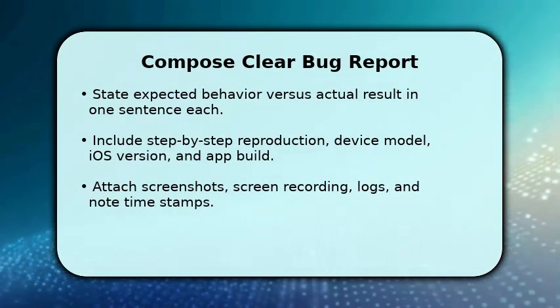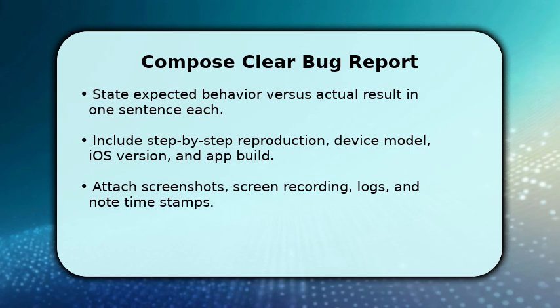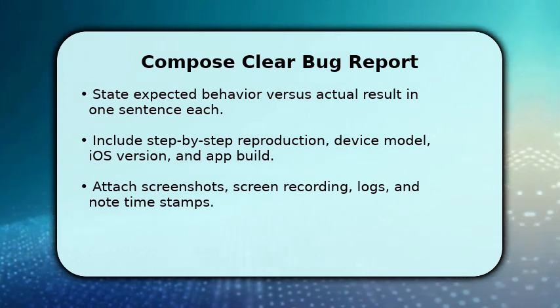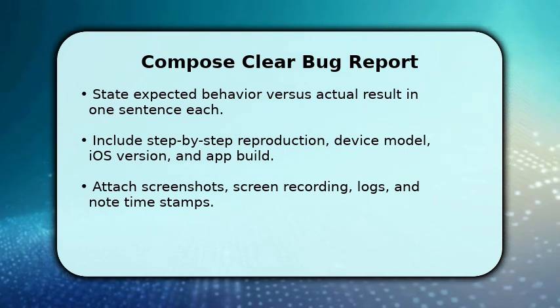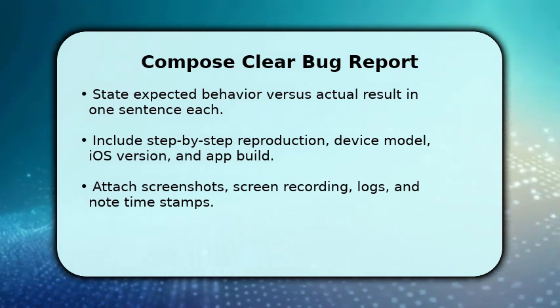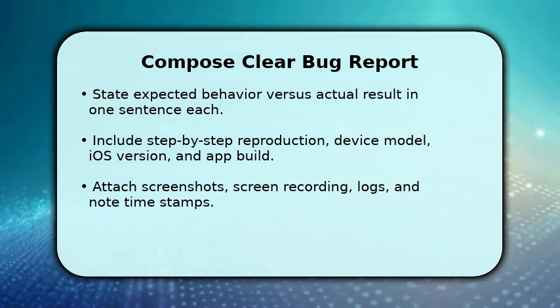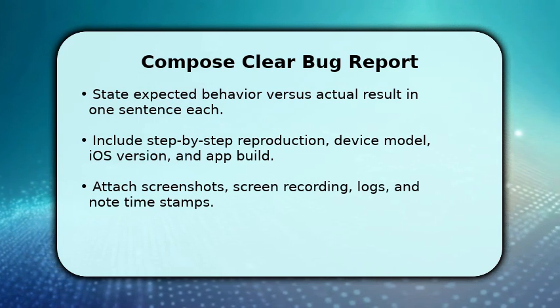Start with one sentence saying what should happen and another saying what actually happened. Next, list step-by-step reproduction steps numbered clearly so someone else can follow them exactly. Make sure to include device model, iOS version, app build or TestFlight label, and any error messages.